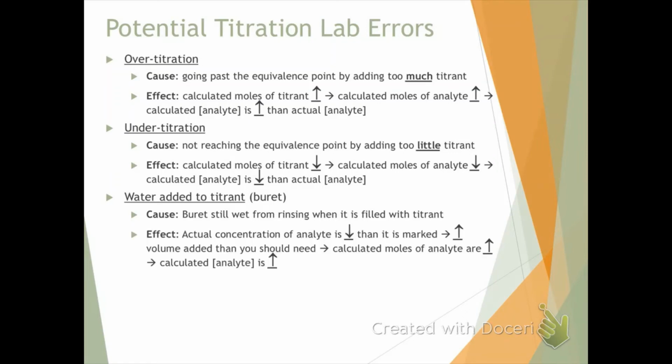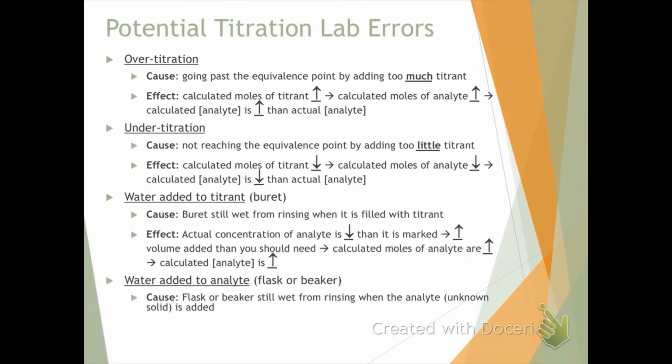If we have a lower concentration of our titrant, in order to get it to completely react the analyte, we're going to end up using a greater volume. If we use a greater volume, that's going to seem like we use more moles of analyte because we're still working off of that original concentration that we thought our titrant was marked at. If we calculate more moles of titrant, we'll have more moles of analyte, causing a higher calculated concentration of our analyte.